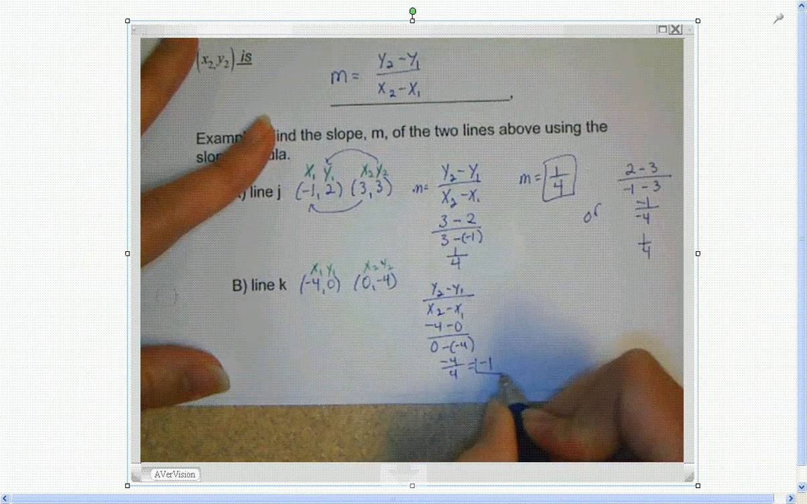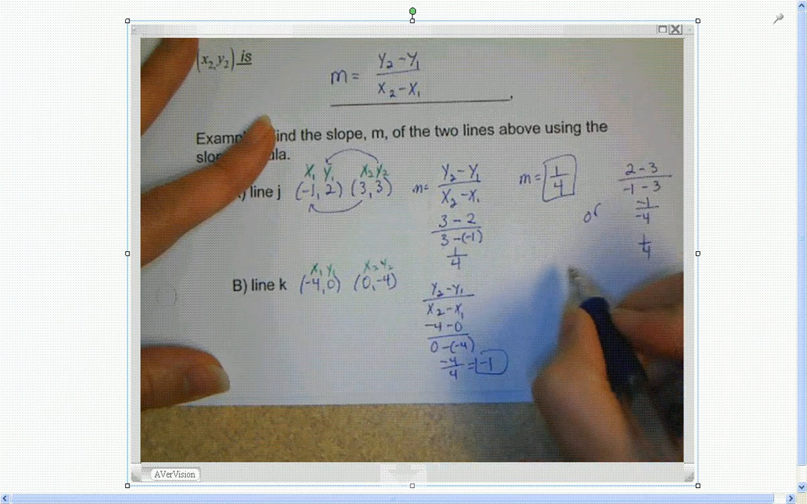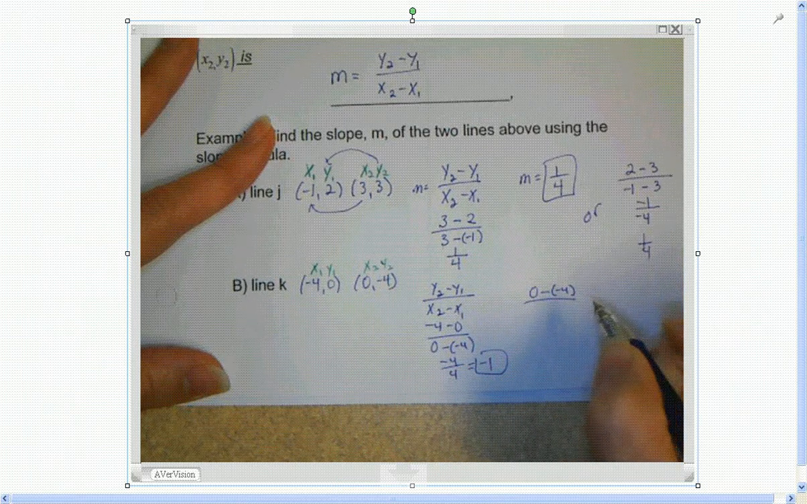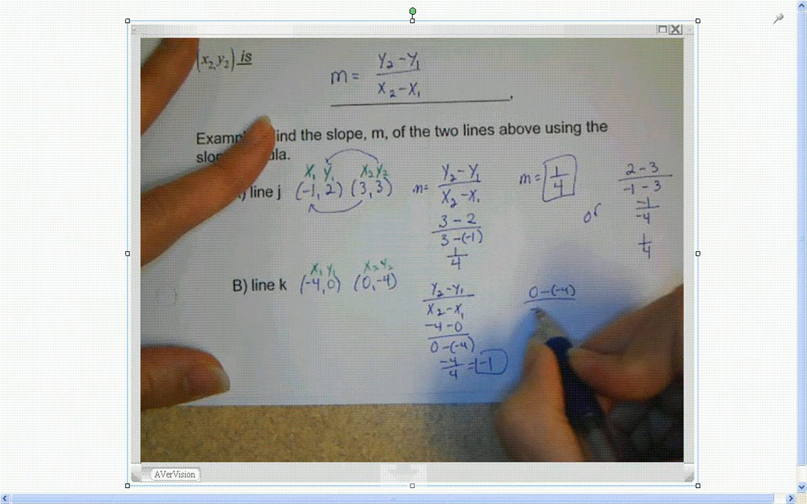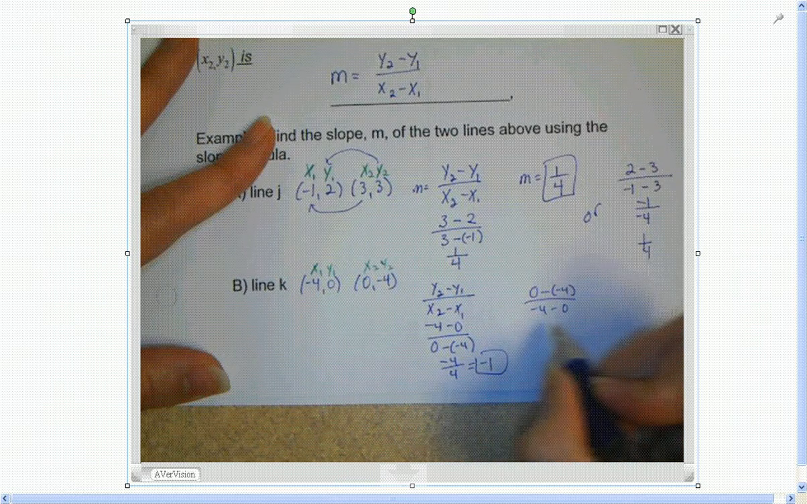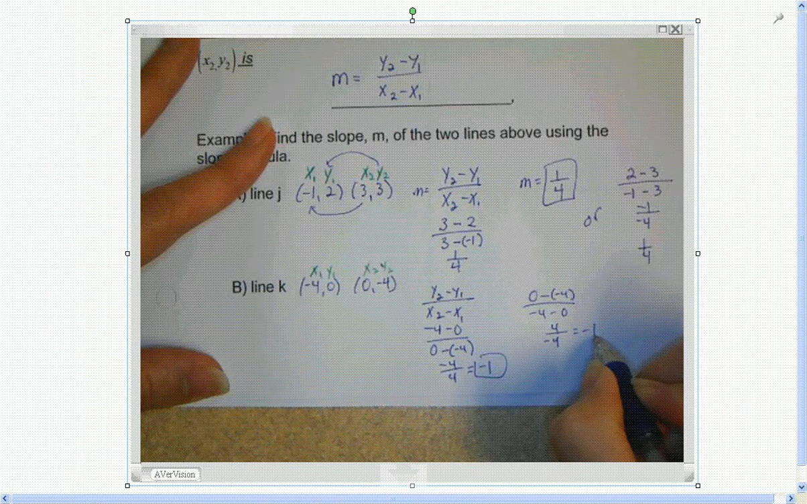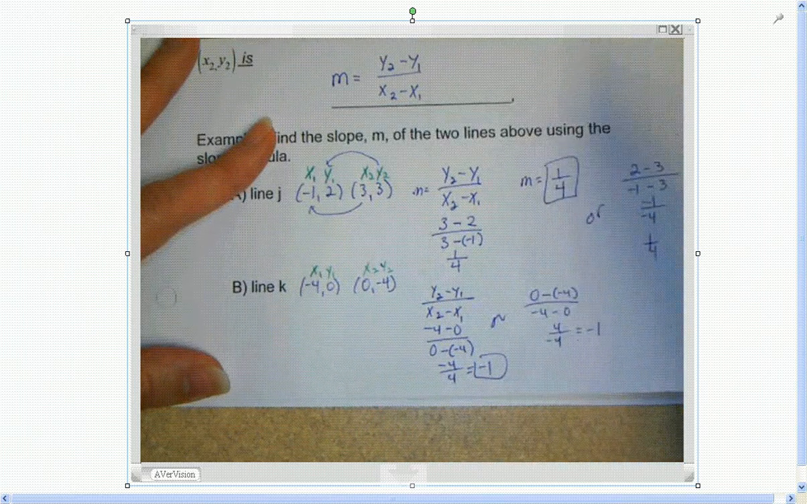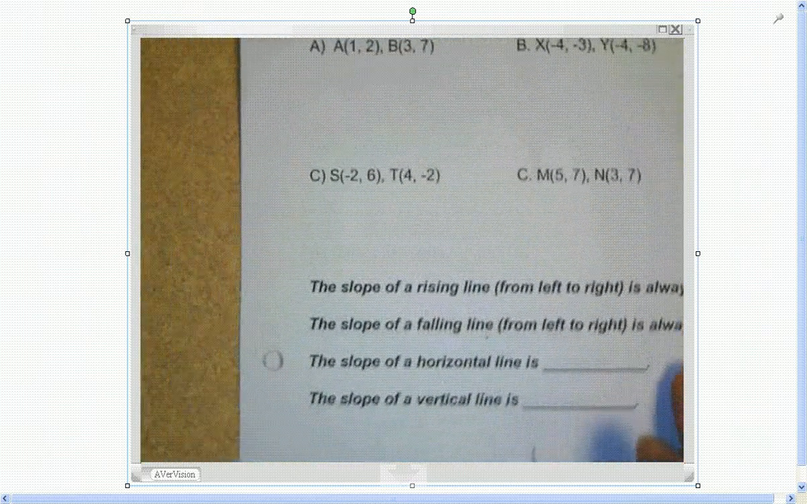Now again, some of you might have gone the other way. Some of you might have gone 0 minus a negative 4 over negative 4 minus 0. So I still get 4 over negative 4 that way. It still ends up being a negative 1. So either method works, as long as you're being very consistent with it. Now, let's see if we can find the slopes of these given lines.